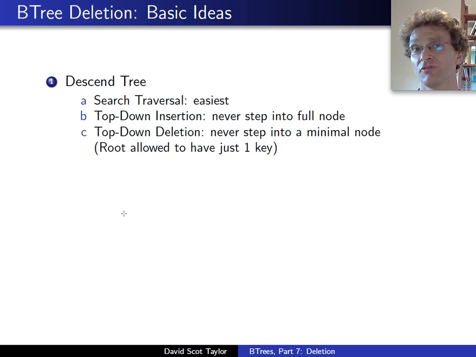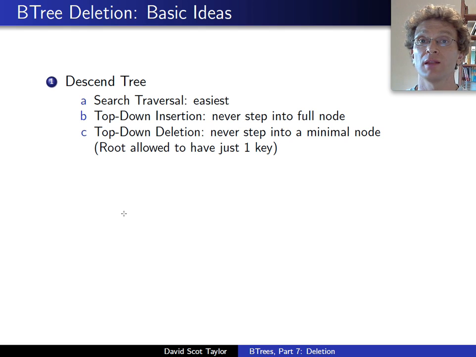And similarly for deletion, we're going to descend the tree, never stepping into a minimal sized node. We're never going to step into a node if it has the minimum legal number of keys, excluding the root. We make an exception for the root. We can step into the root even if it has only one key. That's going to be okay. But besides the root, never step into a minimal sized node. We'll talk about how to do that.